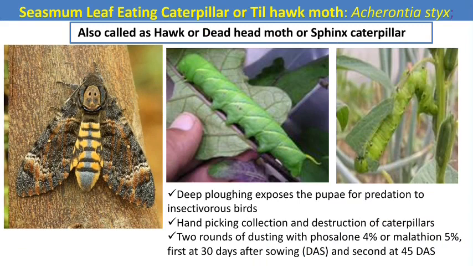For the management, exposing the pupae for predation by insectivorous birds, then hand picking and destruction of the caterpillars, and 2 rounds of dusting with phosalone or malathion, the first at 30 days after sowing and the second at 45 days after sowing, is very effective against the leaf-eating caterpillar of the sesamum crop.